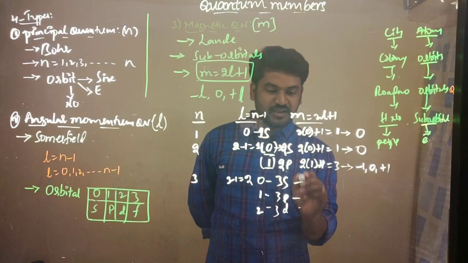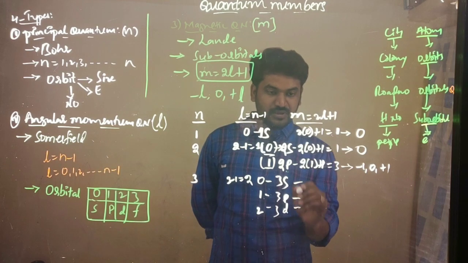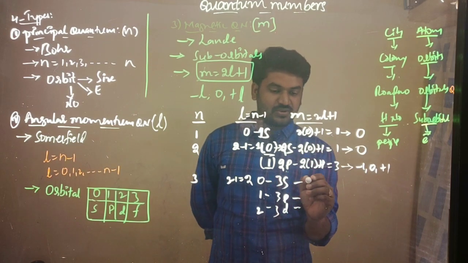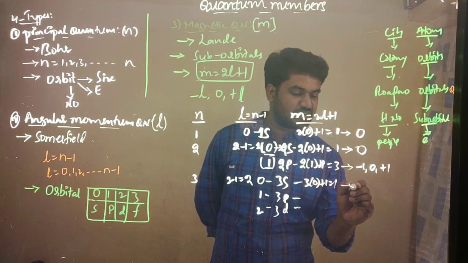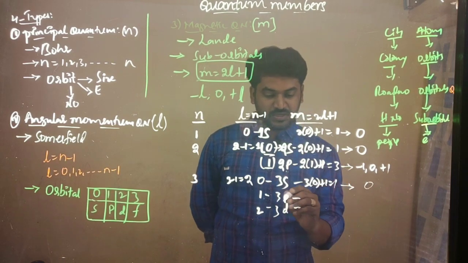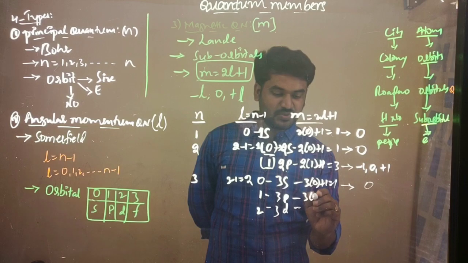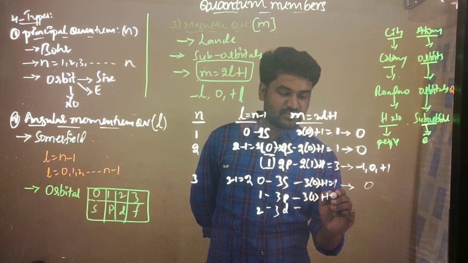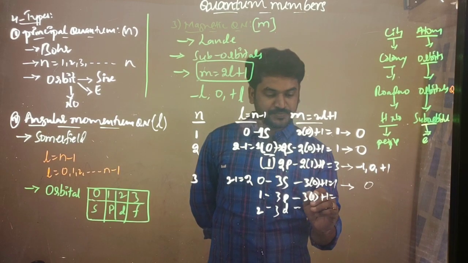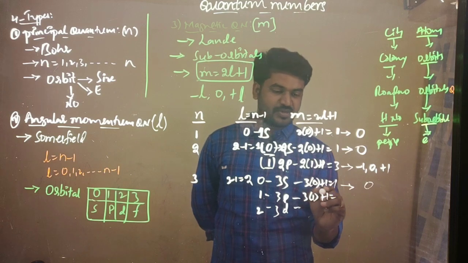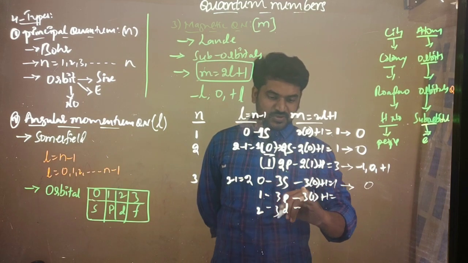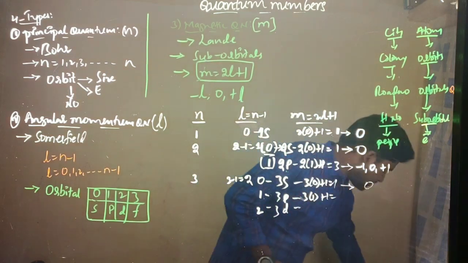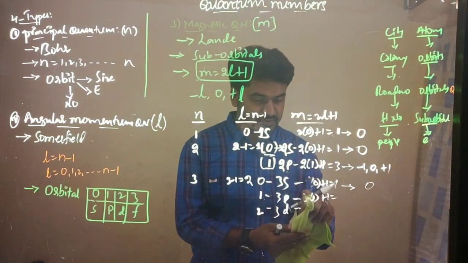Again, we will write m values. For 0, 2 into 0 plus 1, we will get 1. Again, one quantity we should write, only 0. And for 3p, 2 into 1 plus 1. Sorry, here I am writing 2 only.